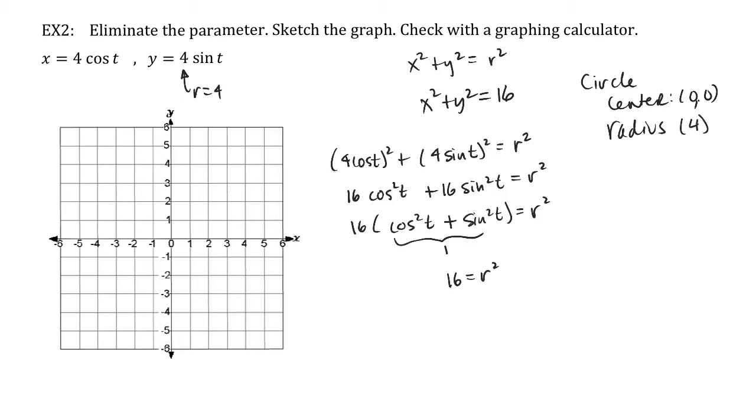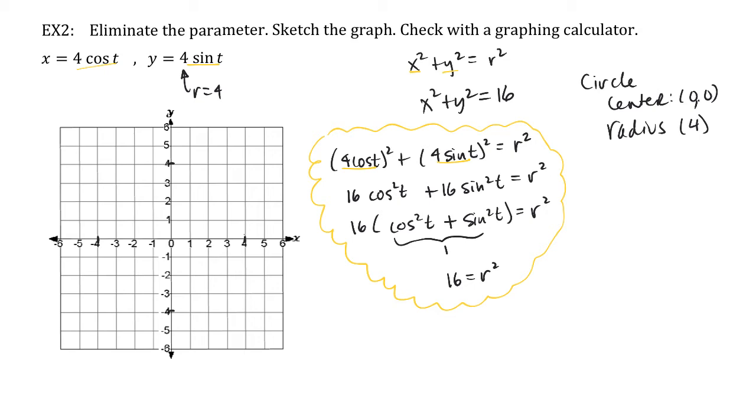Okay, if that didn't quite make sense, where that r came from and the r squared, you can also do substitution and plug 4 cosine t in for your x and 4 sine t in for your y, and then square them, factor out your 16, and then use the Pythagorean identity: cosine squared plus sine squared is equal to 1. All right, so that's good. We know it's going to be a circle. It has a radius of 4.